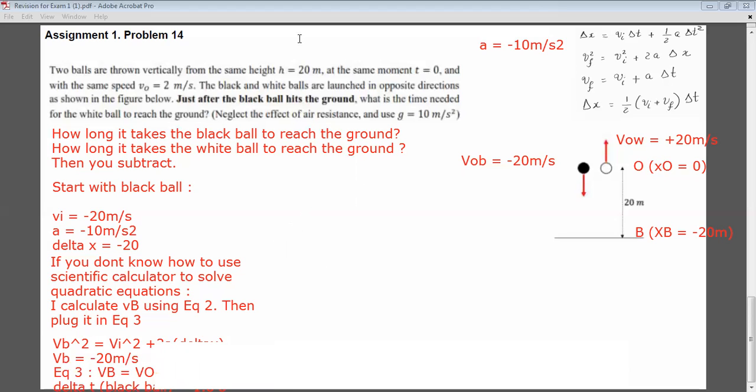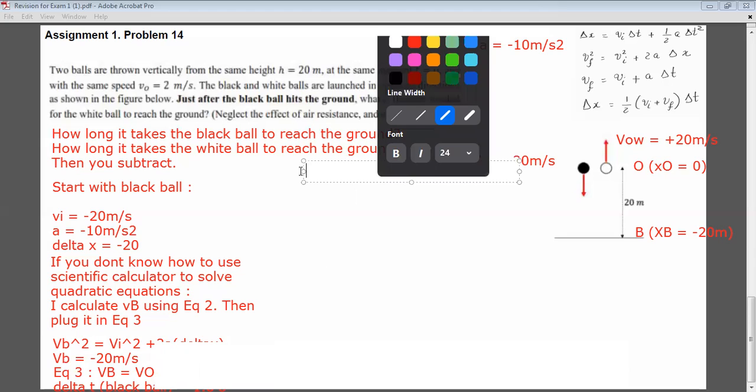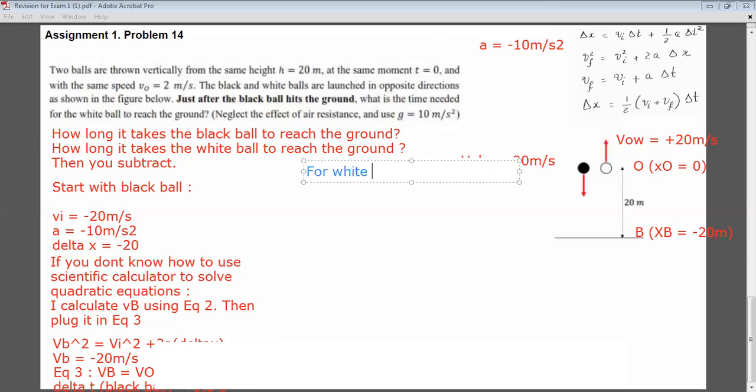Okay, now I do the same for the white ball. I will do the same. So I have the initial velocity, it's equal to 20 meters per second. I have acceleration, minus 10 meters per second squared. I have delta x. It's also from where it is launched toward where it reached. So it's also from O to B, which is minus 20 meters. So I have the same thing, and I will use exactly the same tactic.